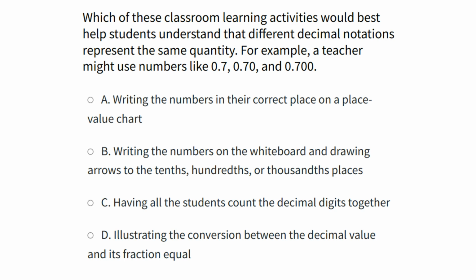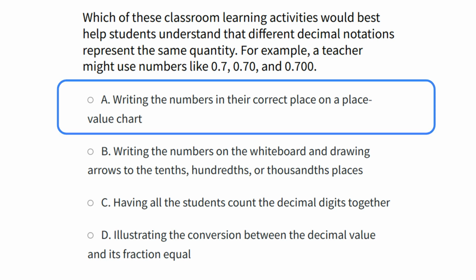The correct answer is letter A. Place value charts are a visual way for students to learn decimal numbers. The teacher can show the students the decimal numbers on the place value chart in a list to understand that each of the example numbers, 0.7, 0.70, and 0.700, are worth the same value.